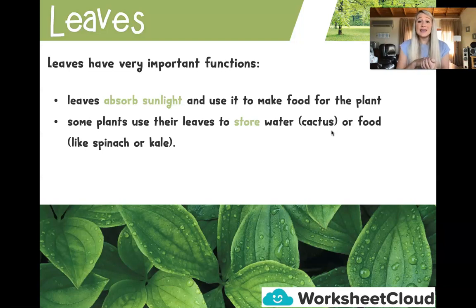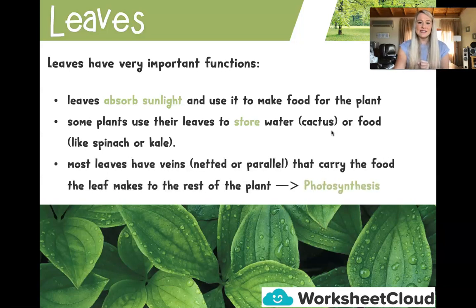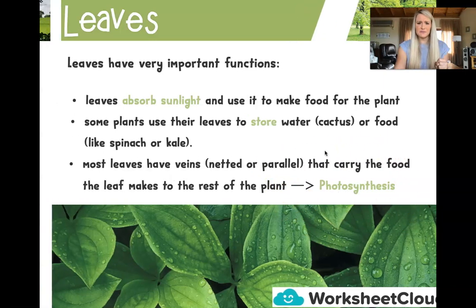We can also eat the leaves as well: lettuce, spinach, kale. And lastly, most leaves have got veins, and we have two types of veins in a leaf, and I'm going to show you in the next slide. The first type of vein is called a netted vein, and the second type is called a parallel vein. Now, these veins carry the food that the leaf makes to the rest of the plant. And again, this process is called photosynthesis. So let's have a look at these veins of a leaf.